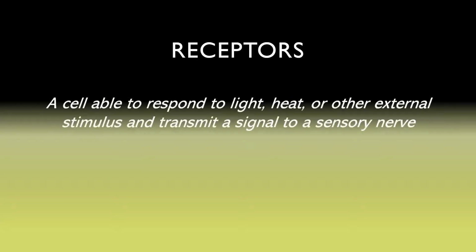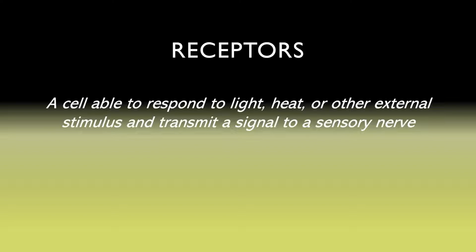So what are receptors? Receptors are highly specialized structures that are able to respond to external stimuli in order to communicate chemical messages within the system. Imagine a cell that's able to respond to light, heat, or other external stimuli and transmit a signal to a sensory nerve. For instance, when a bright light enters your eye, you blink. If you touch a hot stove, you take off your hand. These are receptors responding to stimuli and reacting. This communication occurs on a cellular level. So in many ways, I like to think this is the very first form of cellular communication devices.